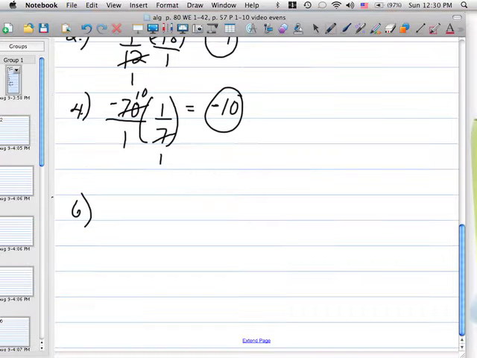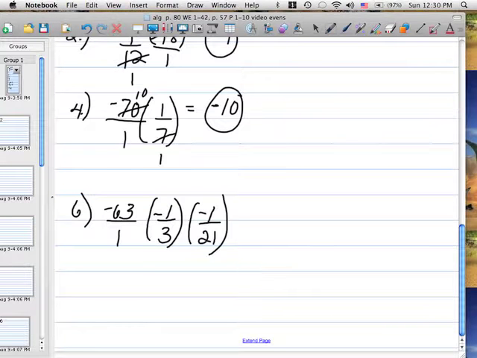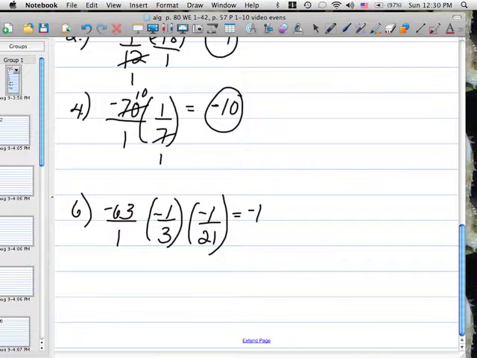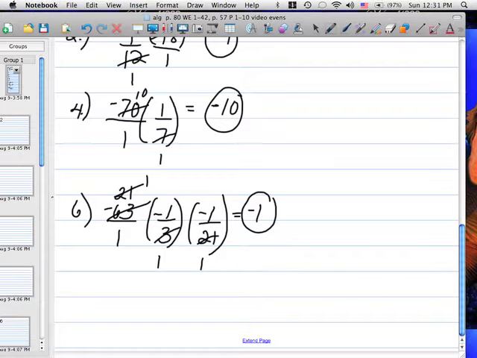Problem number 6, we have -63. We can put that over 1 times a -1/3 times a -1/21. Count your negative signs. We have 1, 2, 3, so the answer has to be negative. And we can cancel. 3 goes into 3 once, and into 63 21. And 21 goes into 21 once, so our answer comes out -1.